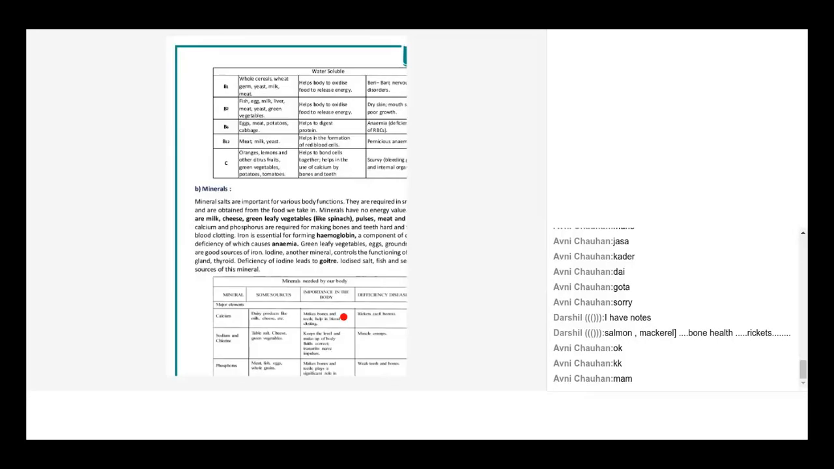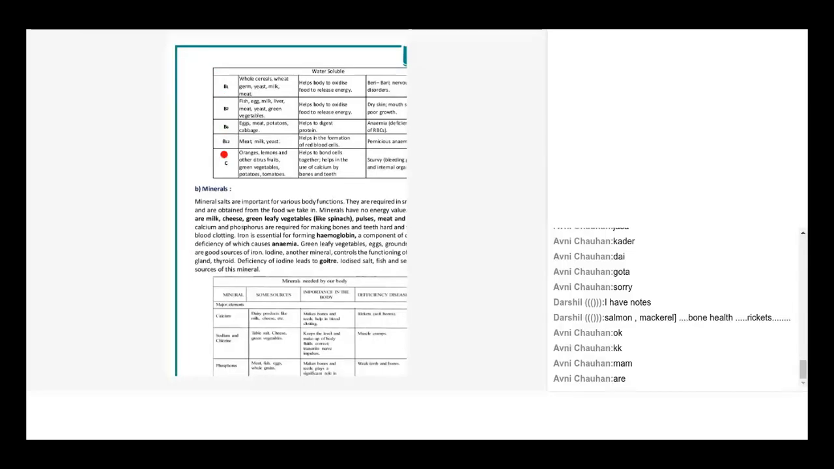we go to the water-soluble vitamins. Which are the water-soluble vitamins? The water-soluble vitamins are vitamin B1, vitamin B2, vitamin B6, B12 and C. These are water-soluble vitamins. That means all these vitamins freely mix in water.